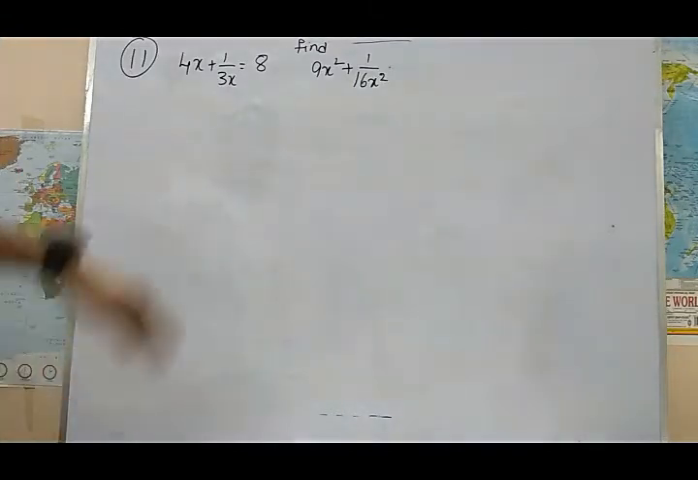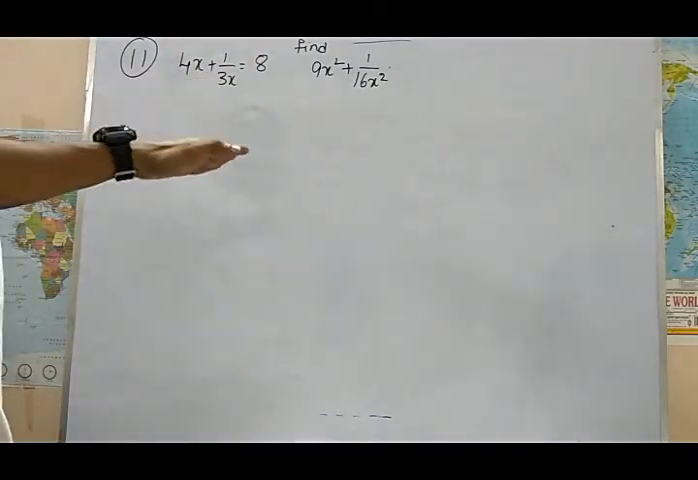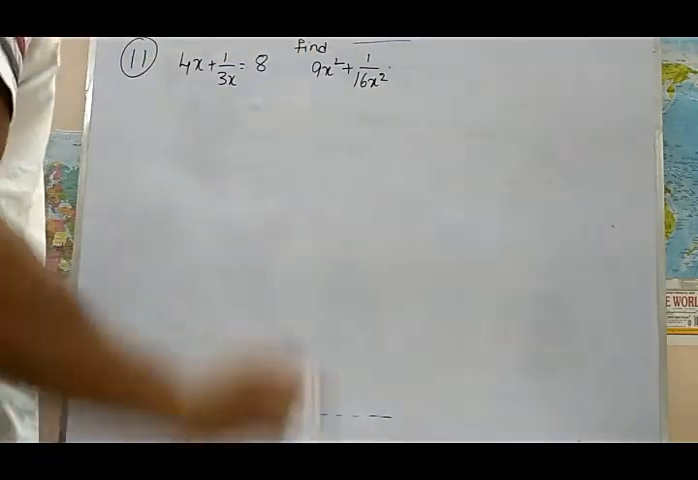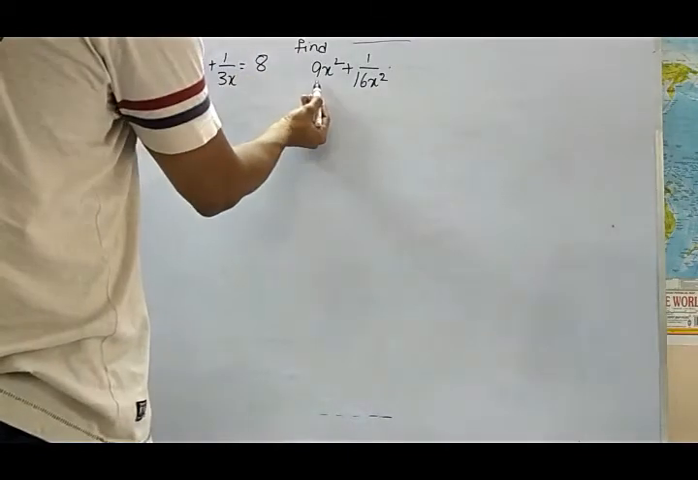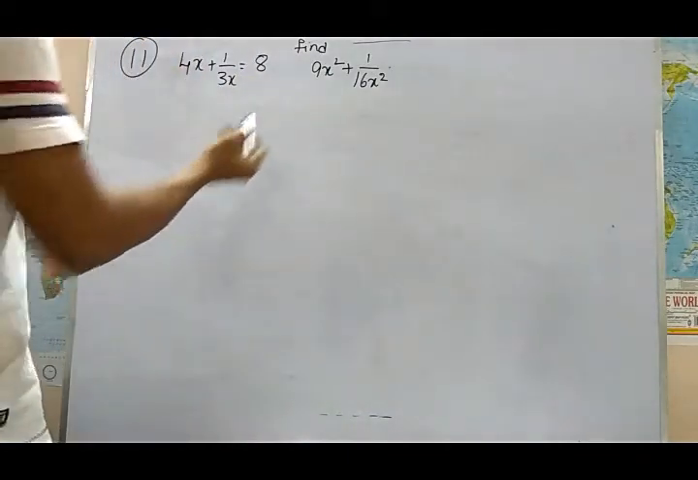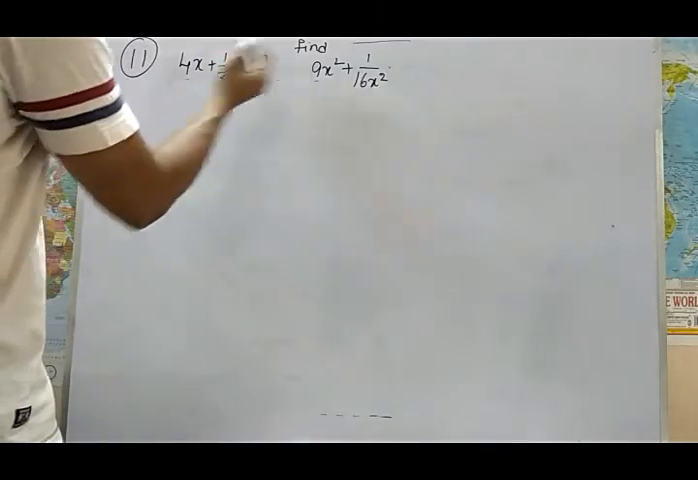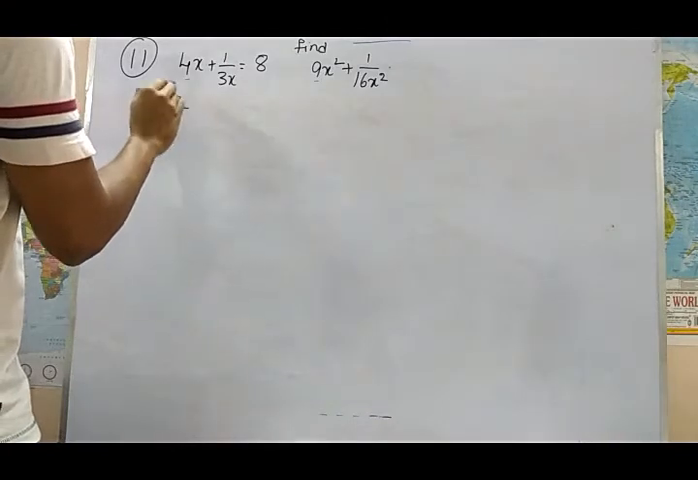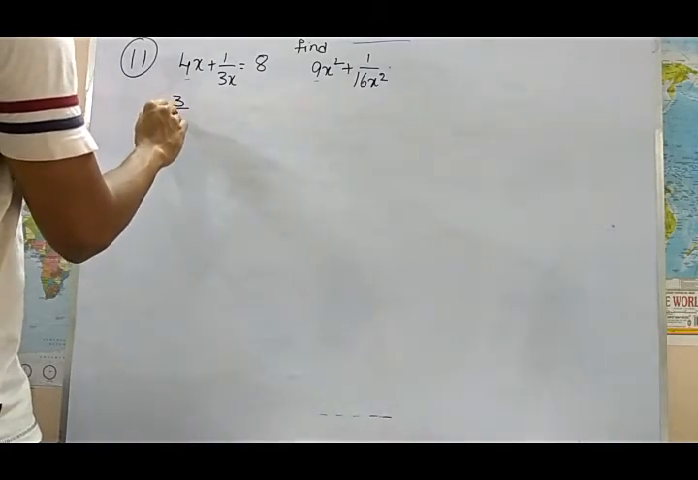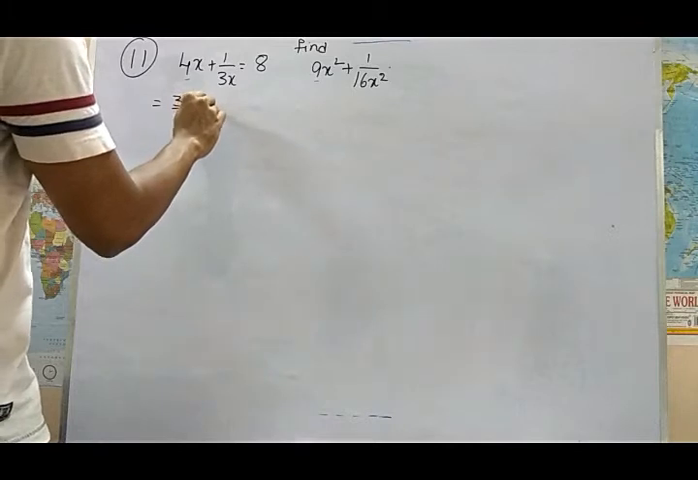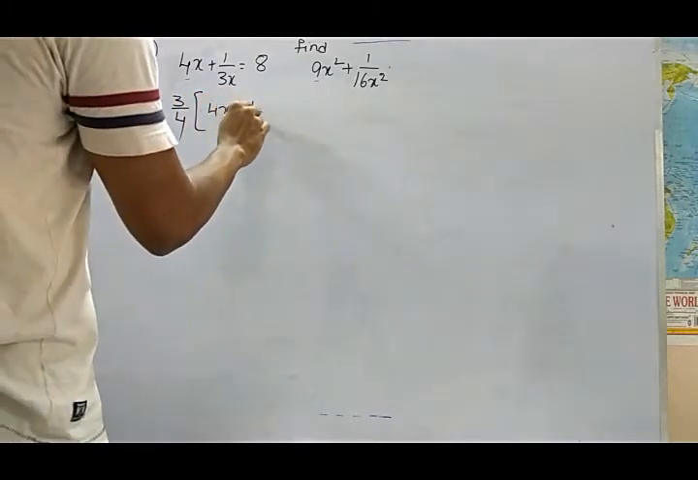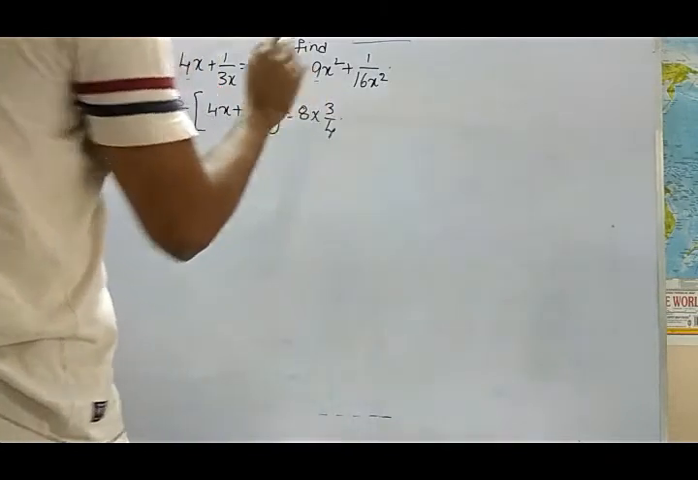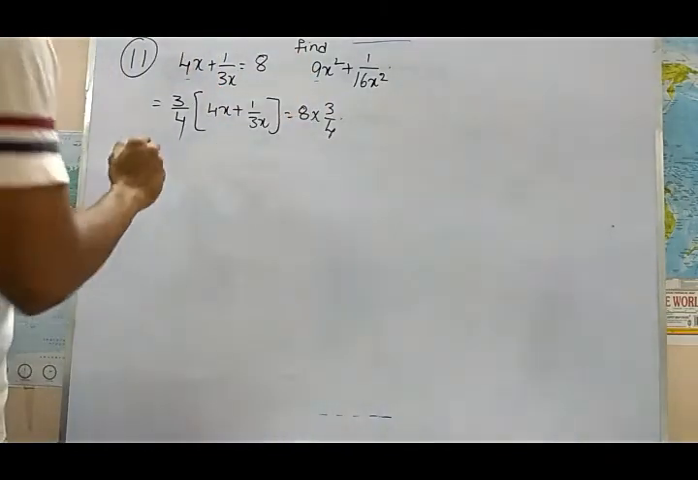Students, observe, it's the same type of question asked in the previous question. The same method, but the numbers are changed here. So observe here, we have 9 here, we have 4 here. We need to get 3 here because 3 square is 9. So to get 3 here, what we need to do? Multiply 2 in the upper part and 4 in the lower part. So 4x plus 1 by 3x equal to 8 into 3 by 4.